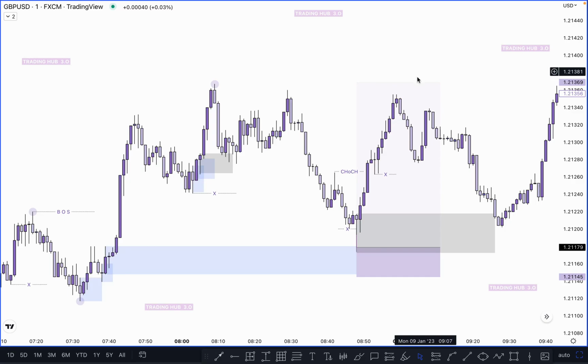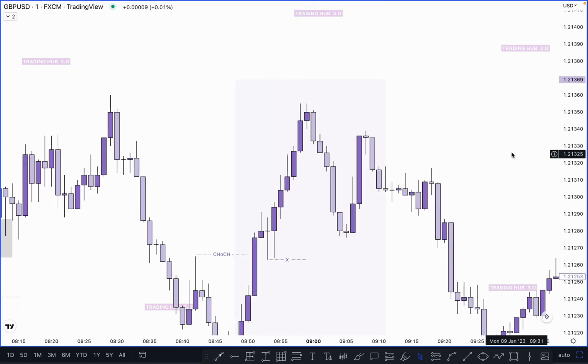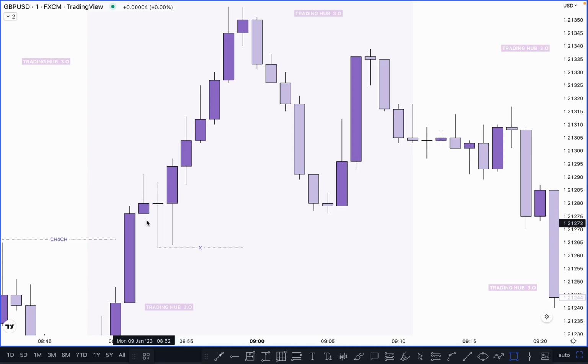Only 2 order blocks are available here. First one is here, right? Because this candle took out the previous candle's liquidity. Let me show you exactly. So this candle took out the previous candle's liquidity.